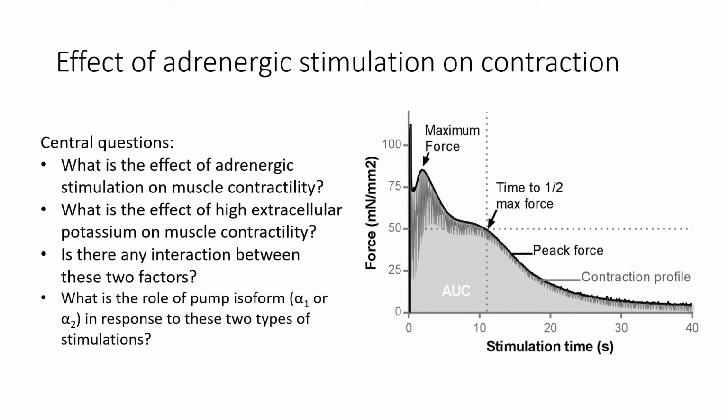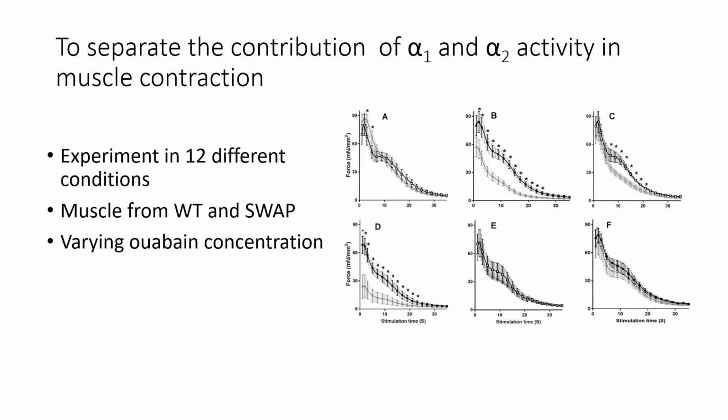But the central question here is, what is the effect of adrenergic stimulation on muscle contractility? Or what is the effect of high extracellular potassium on muscle contractility? Is there any interaction between these two factors, high potassium and adrenergic stimulation? And what is the role of the sodium pump isoform, alpha 1 or alpha 2, in response to these two types of stimulation? To separate the contribution of alpha 1 and alpha 2, I conducted this experiment in 12 different conditions.